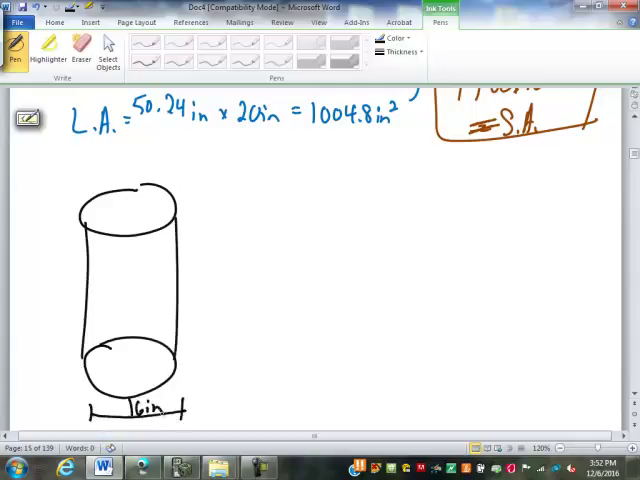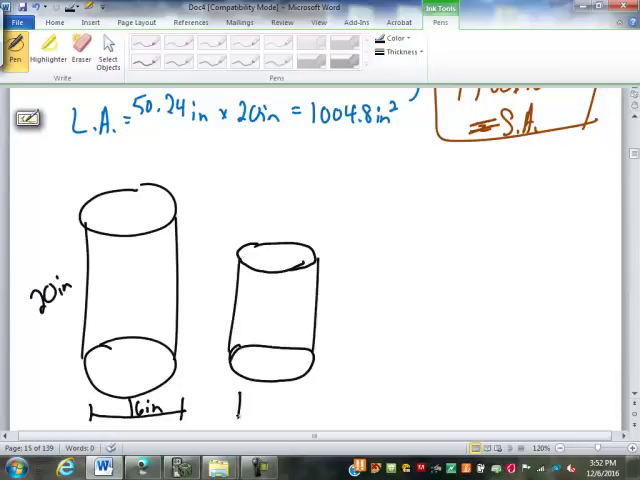This is just the same cylinder. I'm redrawing it so it's on the page. Here's what I want to do: I want to shrink this cylinder, so its diameter is now 12 inches. What's that height going to be?